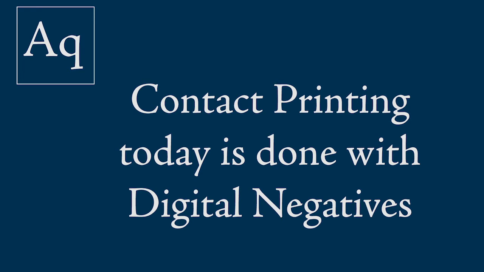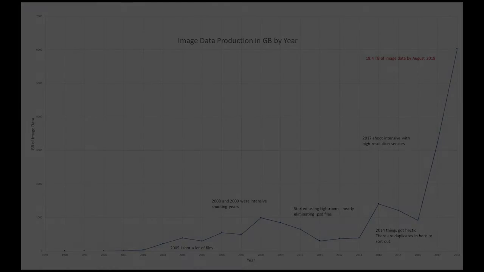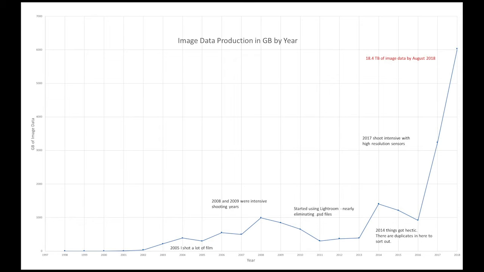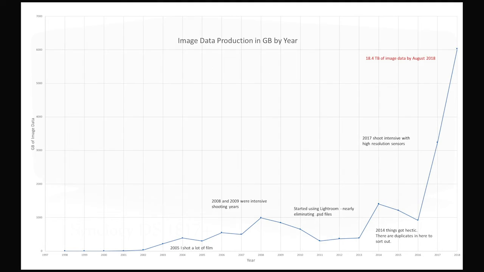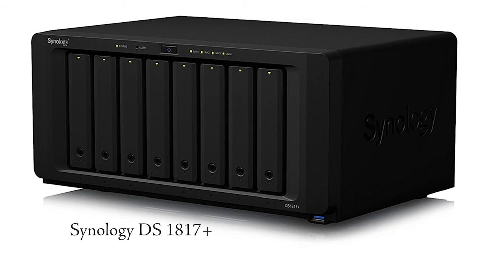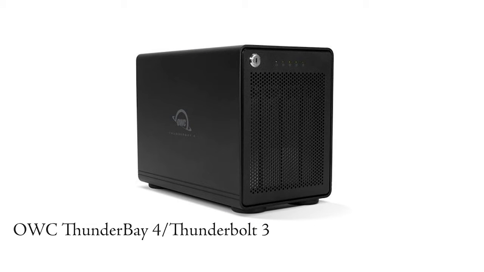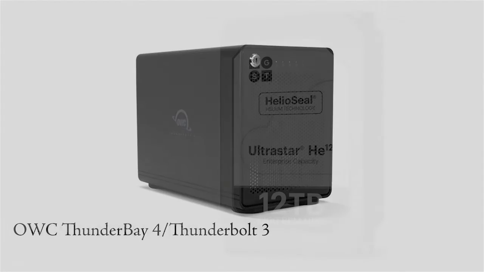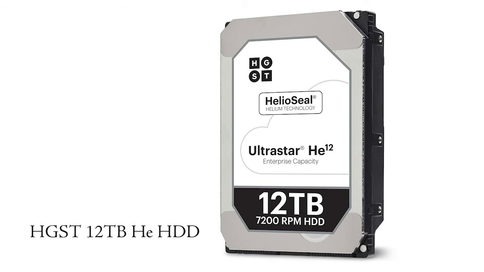Since we're talking about large, finely detailed prints, we're talking about large files, large file captures, and manipulations in Photoshop and the like. I found over the years the size of my image archive has grown quite large. I just basically went through an exercise of bringing up a Synology NAS device, a DS1817 Plus. I had it populated with 8 4-terabyte drives. I also bought an OWC Thunder Bay 4 RAID array, which has 4 by 12 terabyte drives. And this is acting as my primary storage now.